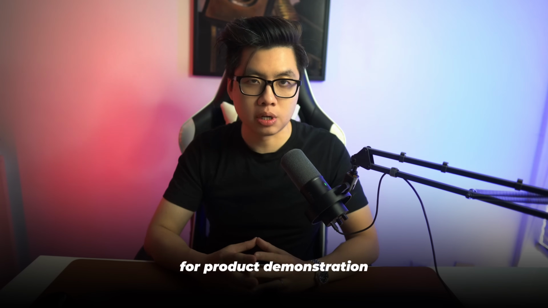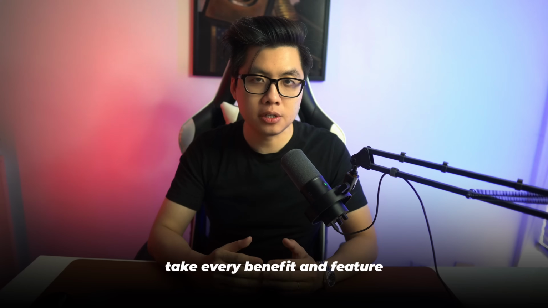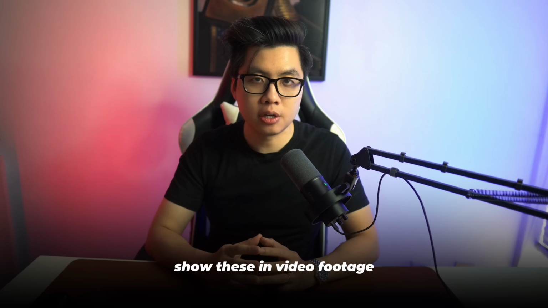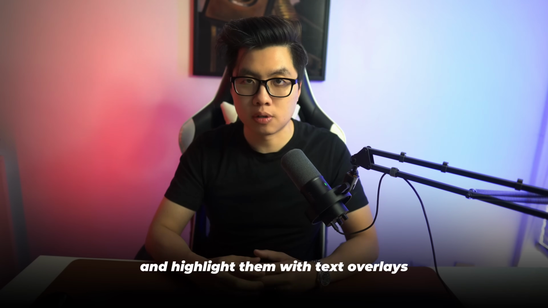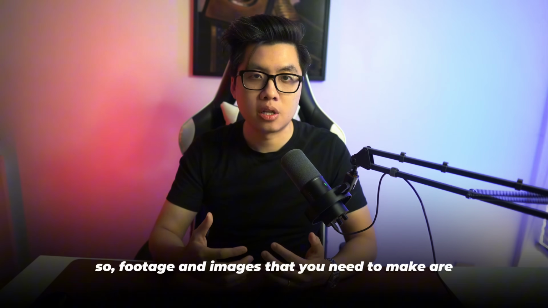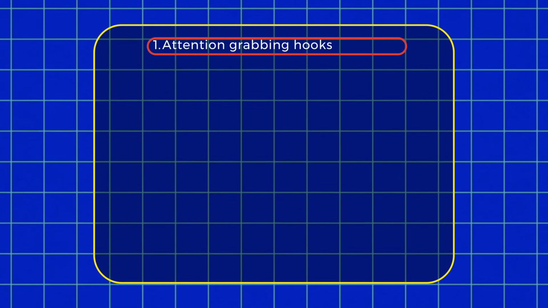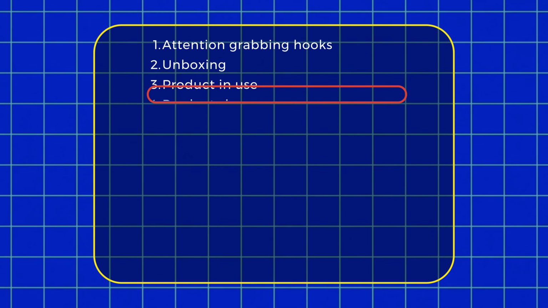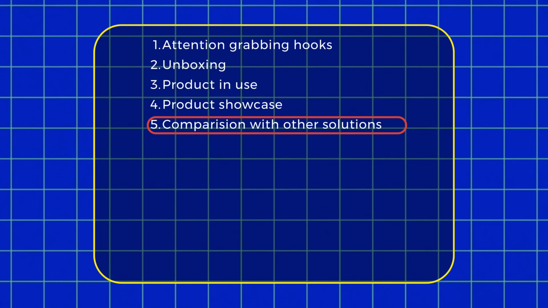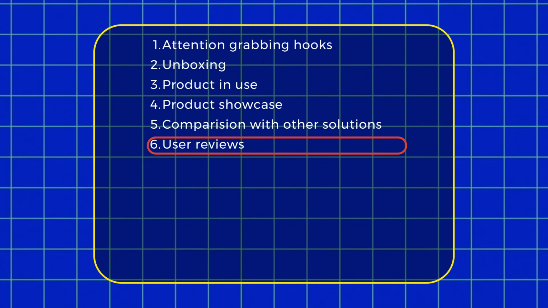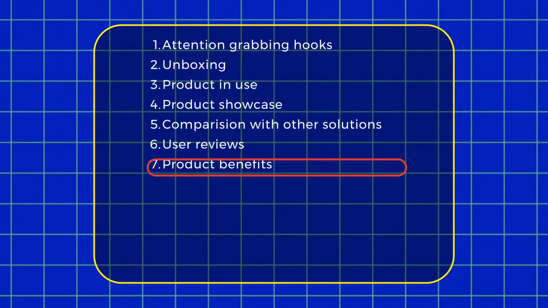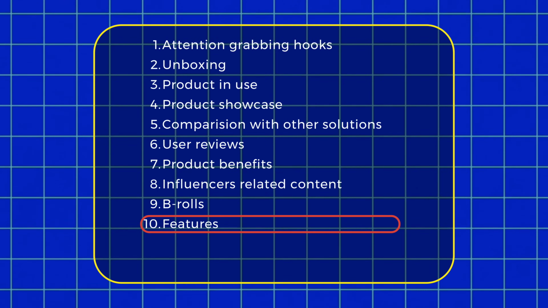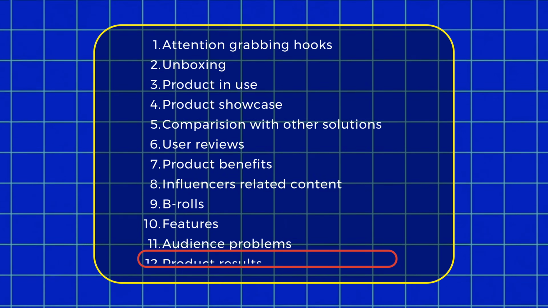For product demonstration, take every benefit and feature from the research file that we just created, show these in video footage, and highlight them with text overlays. So footage and images that you need to make are attention-grabbing hooks, unboxing, product in use, product showcase, comparison with other solutions, user reviews, product benefits, influencer-related content, some B-rolls, features, audience problem, and product results.